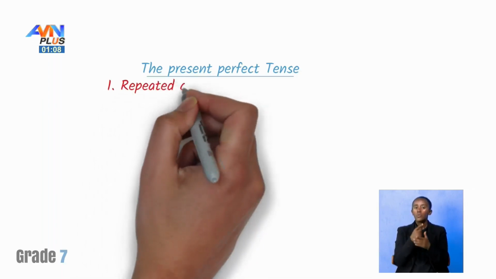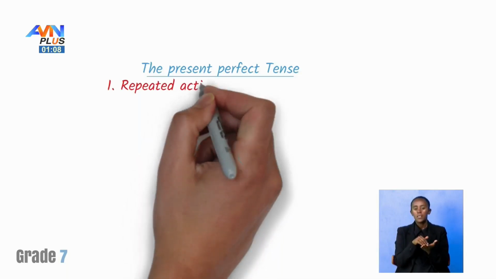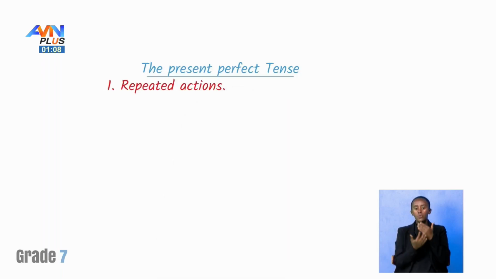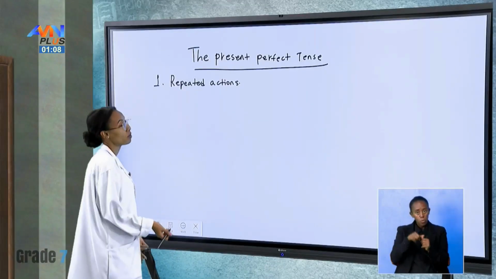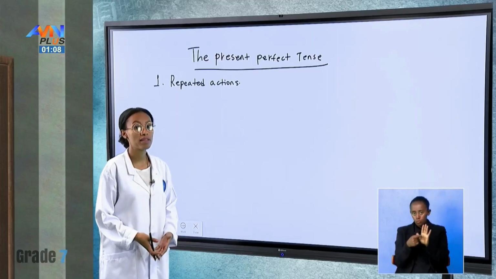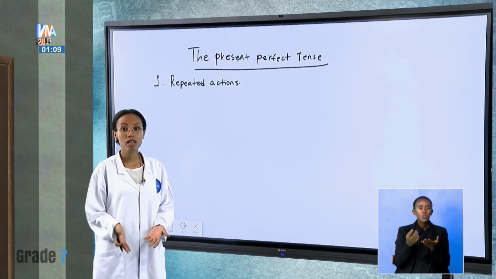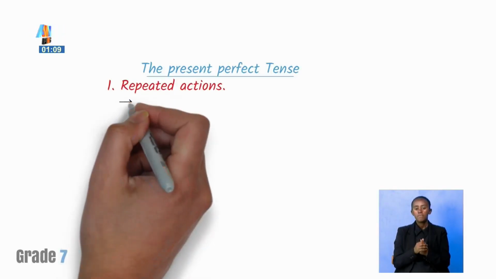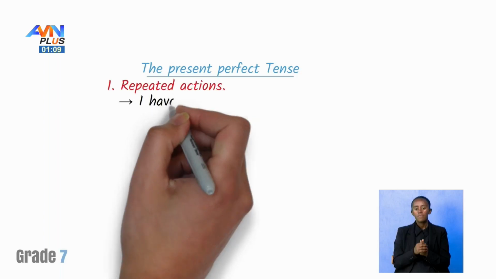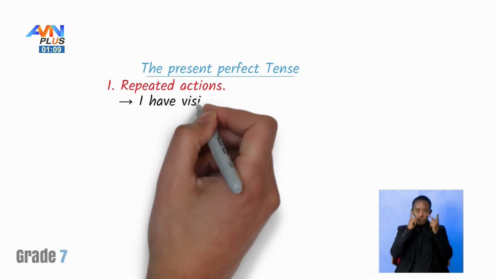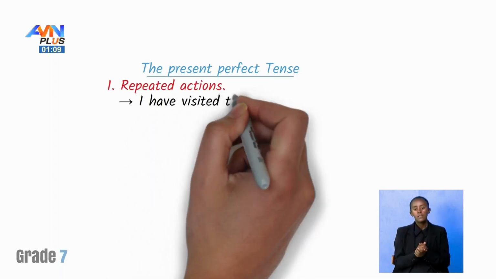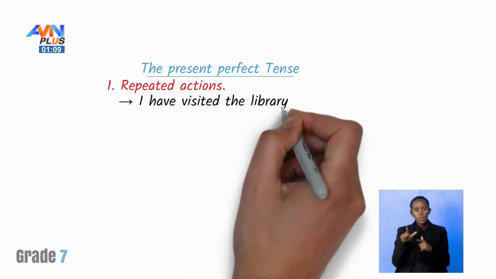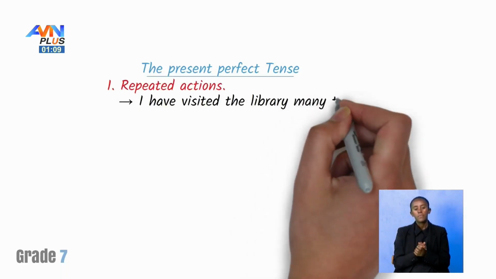To talk about repeated actions. And if you remember, we gave examples by showing common time expressions like every, like several times, many times. For example, I have visited the library many times.